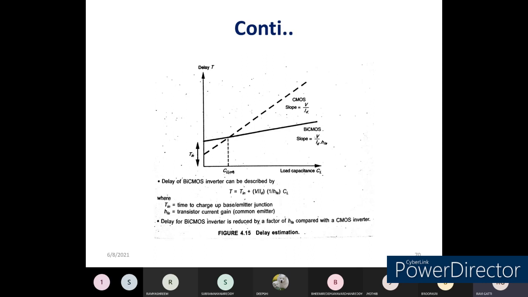For good data transmission and good propagation of the signal from transmitter to source, we should have a minimum delay. This minimum delay can be exhibited in BiCMOS technology, and it has more stability when compared to CMOS technology. Therefore we go for BiCMOS technology.